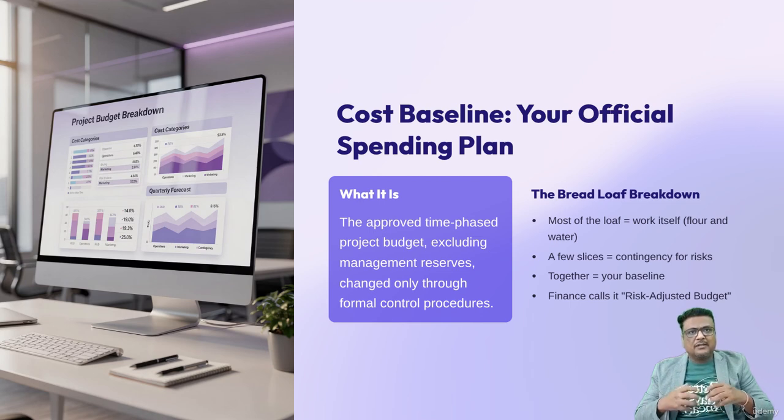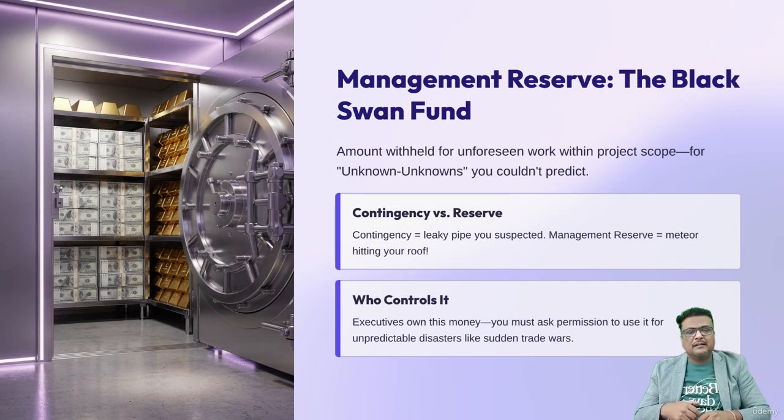So now that we've mastered the idea that our contingency is part of our official approved plan, you might be wondering what happens when a disaster strikes that wasn't even on our list. Well, that brings us right into our next step, which is the management reserve. Now watch how this connects, because there is a secret vault sitting just above your baseline called a management reserve.